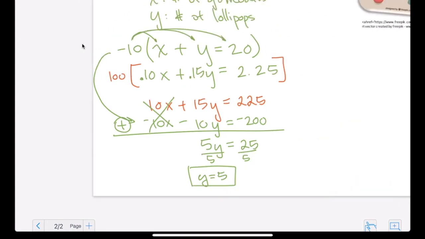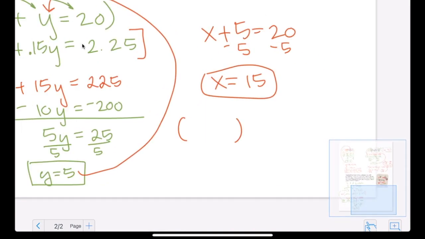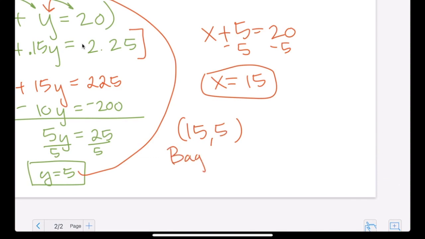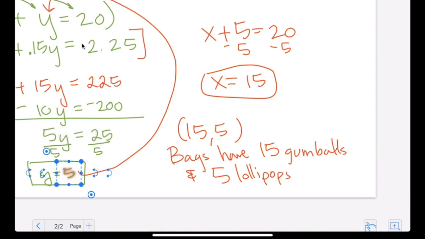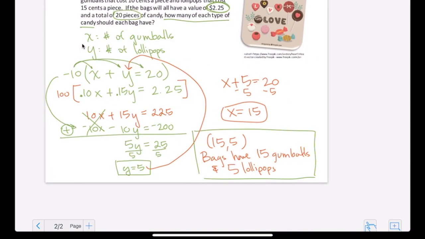Now, to find our x variable, we're going to go back and plug in our 5 in place of y. So instead of x plus y equals 20, we'll have x plus 5 is equal to 20. Subtract 5 from both sides and know that x is equal to 15. And finally, written as an ordered pair, our solution is (15, 5). What does that mean? It means the bags have 15 gumballs and 5 lollipops. And that not only reaches the goal of the value of the bags, but also the number of pieces of candy.